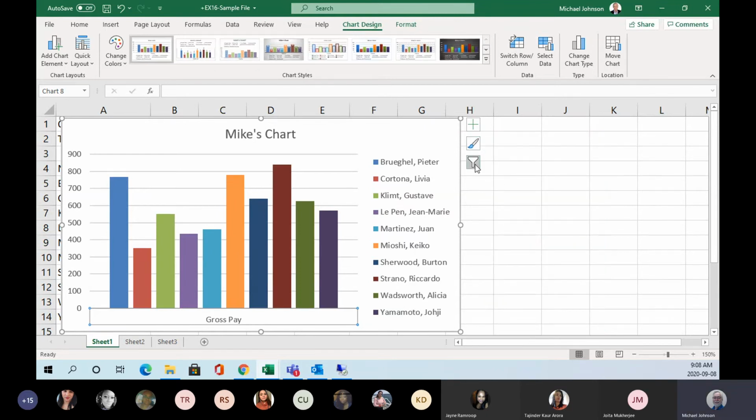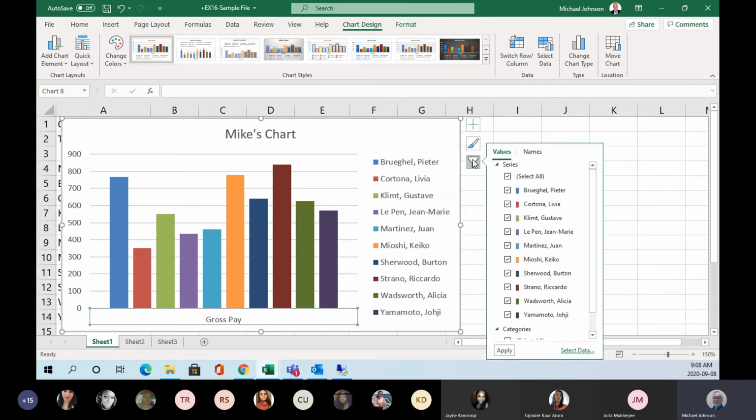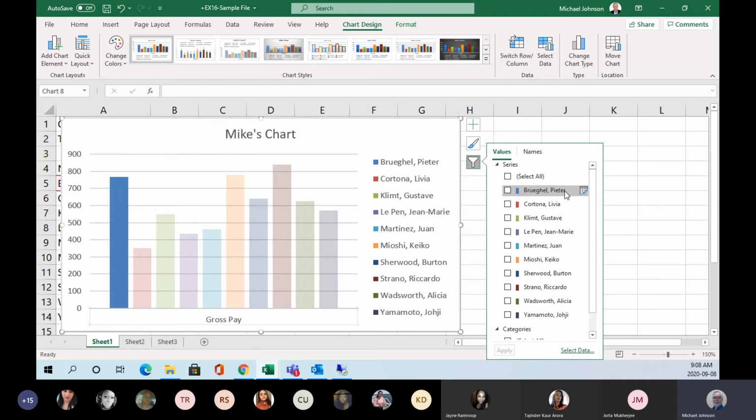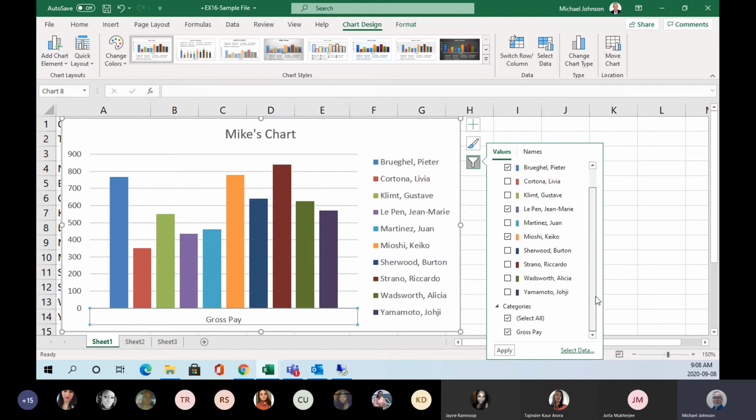So styles, and we also have our chart filters. Now, Jane was asking about this earlier. So here maybe what I want to do is filter the data here. This is really a nice tool. Maybe what I really want is I don't want to have everything. I only want this particular employee. I want this employee, and that's all I want is those employees.